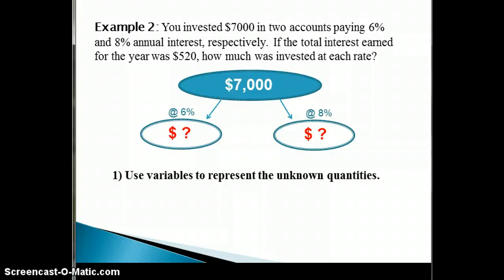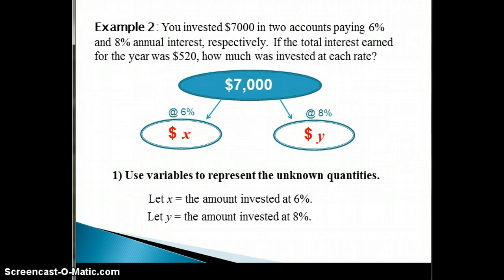Our first step is to use variables to represent the unknown quantities. So let's let x represent the amount invested at 6%, and let y represent the amount that is invested at 8%.